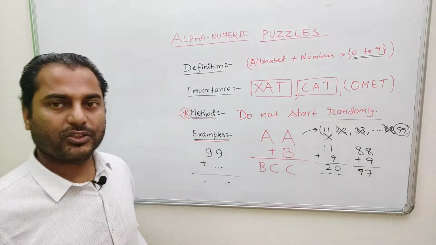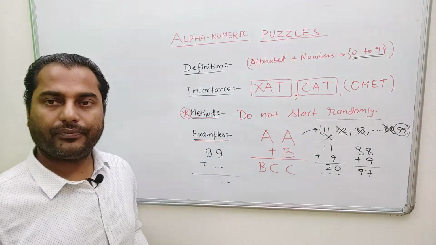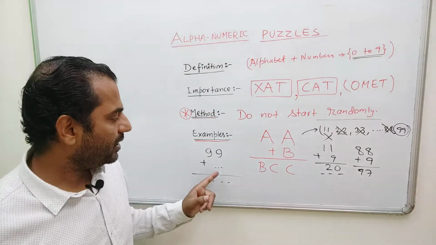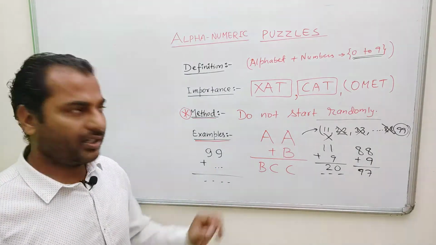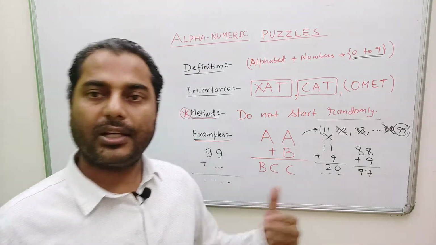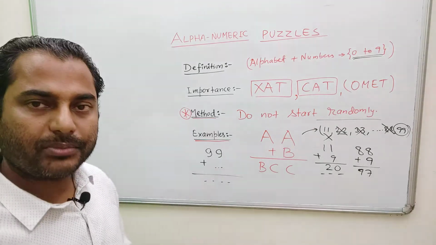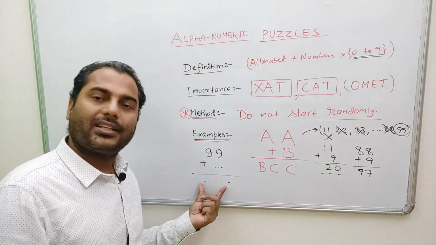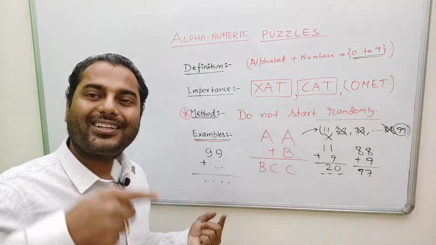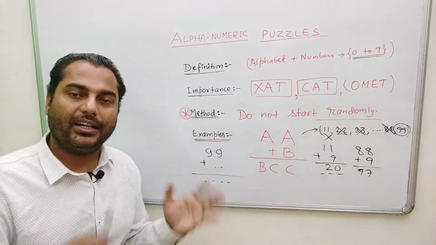You must have got the answer so far, but if I think logically, 99 plus a single digit number, any single digit number other than 0, will always give a 3-digit number. 99 plus 1, 99 plus 2, 99 plus any single digit number will give me a 3-digit number. But all these 3-digit numbers will always start with 100 and something, right? 101, 102, 103, like this.